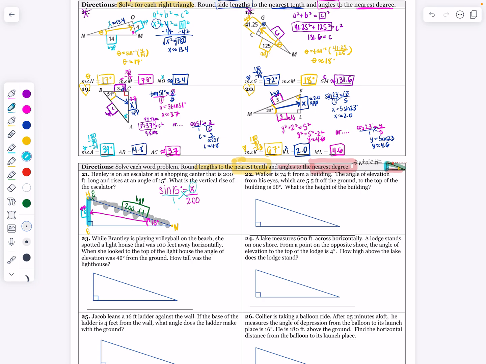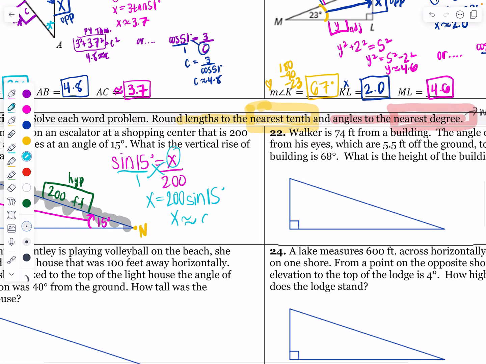X is already going to be by itself, so X is going to be equal to 200 times the sine of 15. We're going to make that our coefficient. 200 times the sine of 15. Since this is a side length, it says to round it to the nearest tenth. So I'm going to do that. 200 sine of 15 is going to give me, in my calculator, 51.76. So that is going to round up to 51.8 feet. So it has a vertical rise of 51.8 feet.